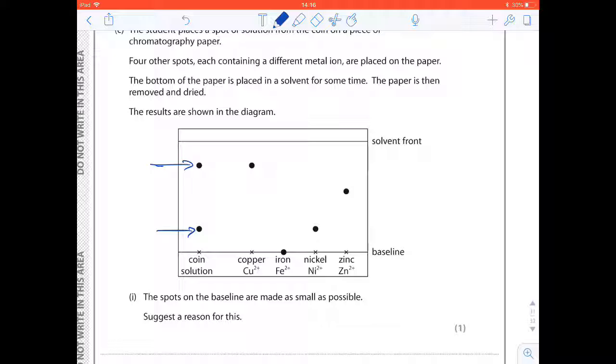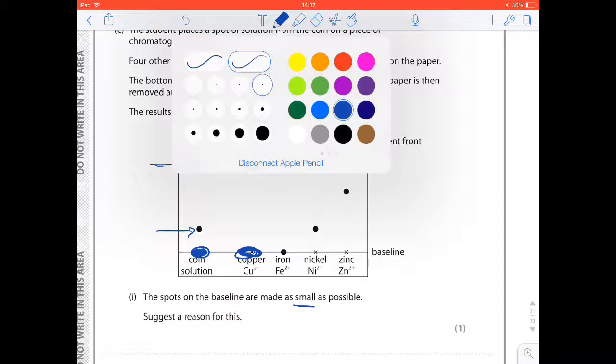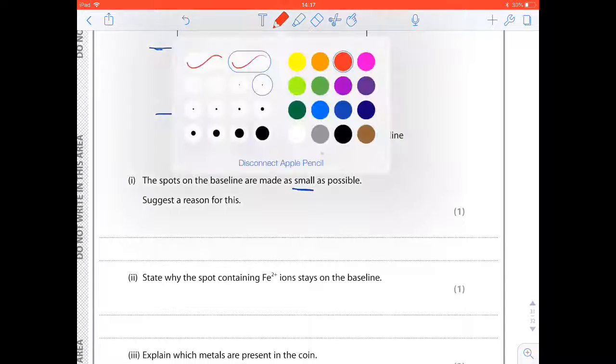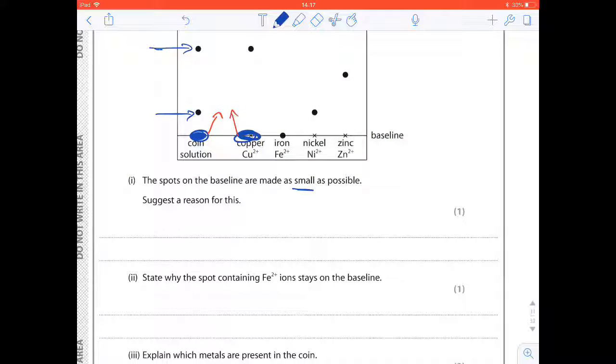You want to make a small spot at the baseline, so that if they were really wide, if they were huge spots like this, there's a danger that as they soak up the filter paper, they're going to merge and make a mess in the middle. So it's just to prevent the spots overlapping or merging.